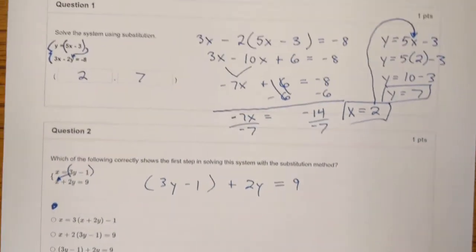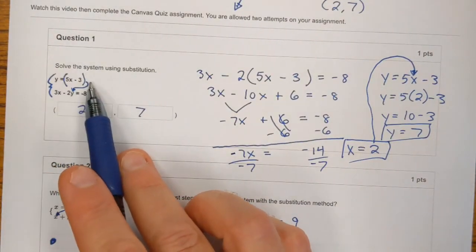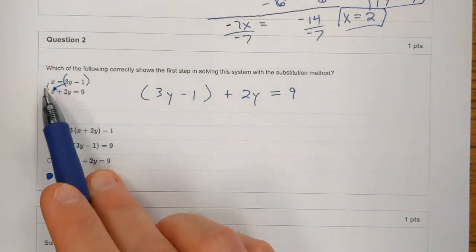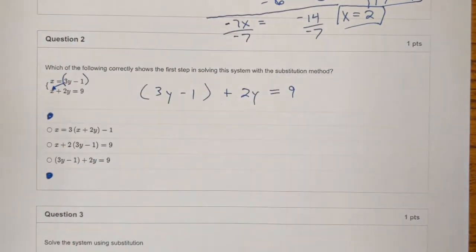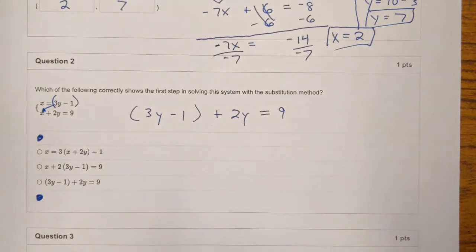So it doesn't necessarily have to be in the y equals form to use the substitution method. You could also do this if it was in the x equals form. You could also do this with different variables as well. If it had like an a or a b, it doesn't really matter.